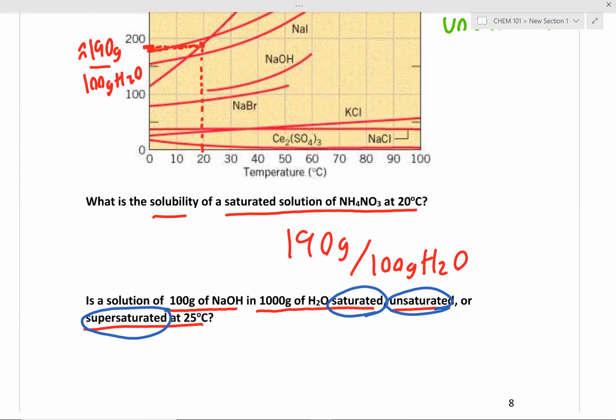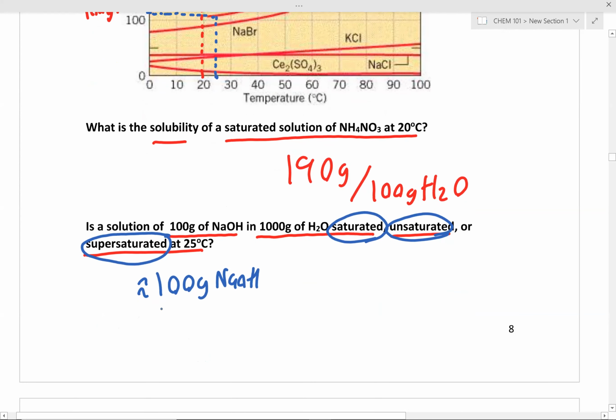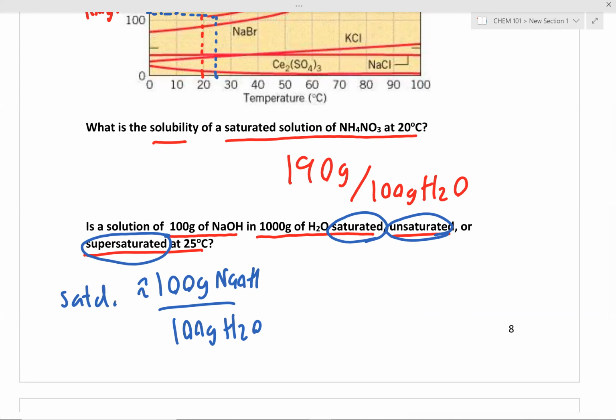So I'm going to go to 25 degrees Celsius, which is about here. And now I'm going to trace my line up to sodium hydroxide and trace across. So my solubility is approximately 100 grams of sodium hydroxide per every 100 grams of water. Okay? So this is a saturated solution. Okay? Everyone clear on how I got that number from reading the graph? I'm going to simplify this, and it simplifies to 1 gram of sodium hydroxide per 1 gram of water. Does everyone understand how I simplified that?